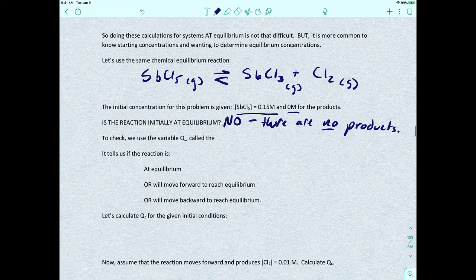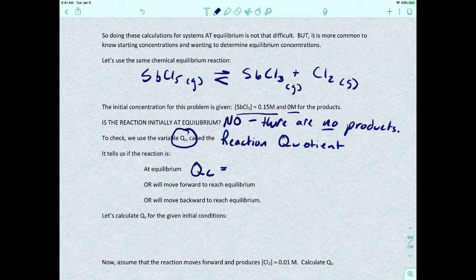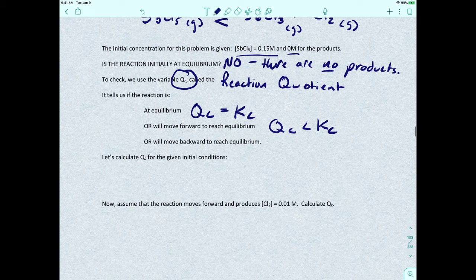But what happens when you start getting products? How do you know if a reaction is at equilibrium? To figure out where we're at and how close we are to equilibrium, we have to calculate this new variable called Qc, which we call the reaction quotient. It tells us if the reaction is at equilibrium, or if it's going to move forward or backwards in order to hit equilibrium. At equilibrium, Qc is equal to Kc. If the reaction has to move forward to reach equilibrium, Qc is less than Kc. And if it has to move backwards, Qc is greater than Kc.